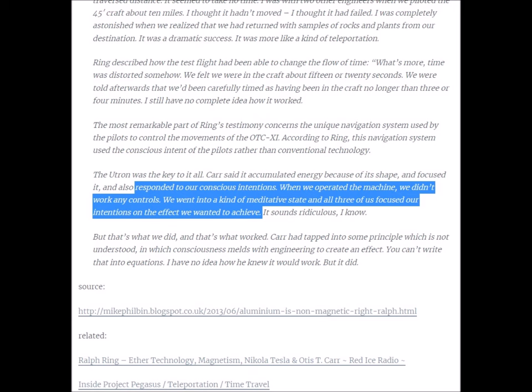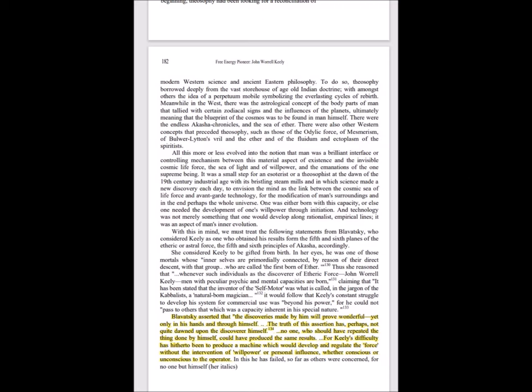This was apparently achieved by the operators entering a type of higher mental state that was akin to meditation. Now, this sounds absolutely fantastical. But again, in alternative science, this concept is not entirely unheard of.